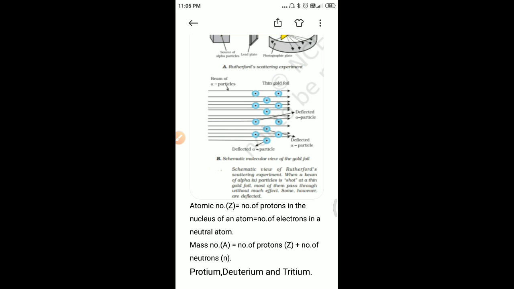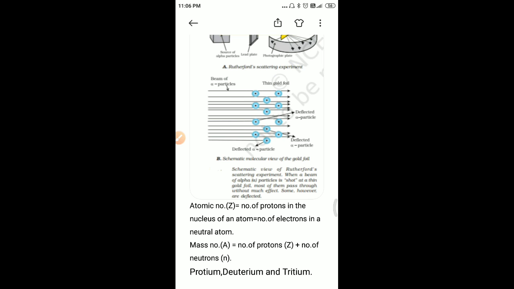Now we will solve two problems. One problem is to find the number of protons, neutrons and electrons in 35Br80. In this case, the atomic number is 35, so Z is equal to 35. The mass number A is 80. This species is neutral, so the number of protons is equal to the number of electrons, which is 35. Now we have to find the number of neutrons.